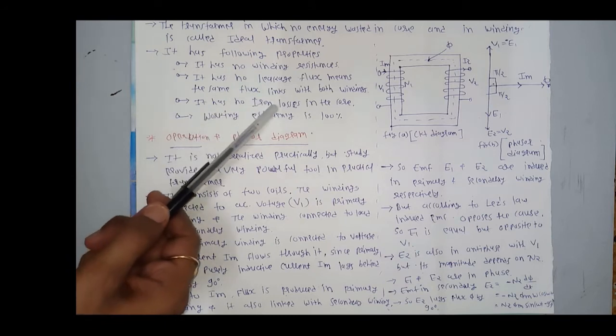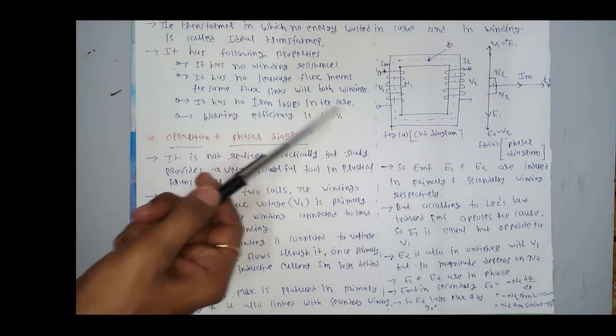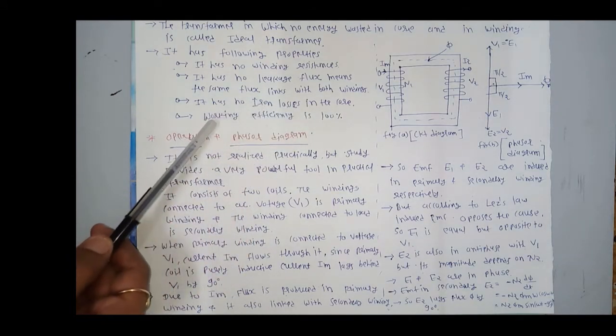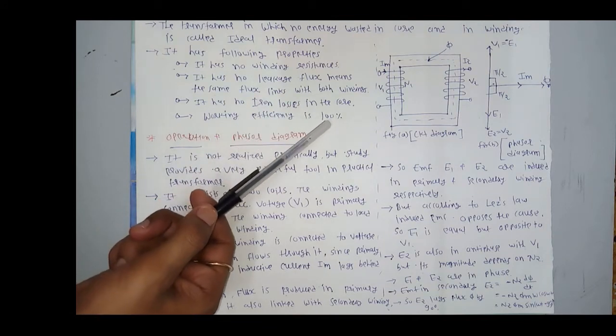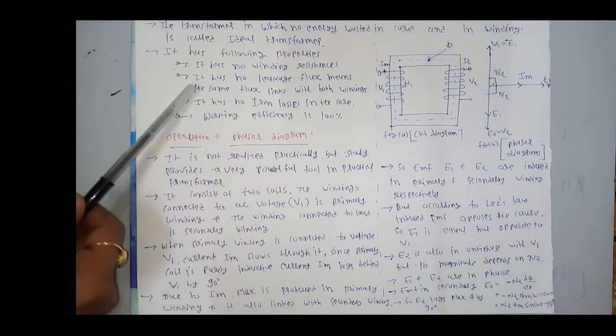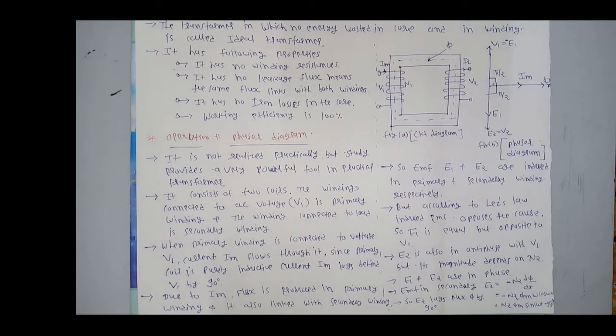It has no iron losses in the core. Working efficiency is 100%. So these four are properties of an ideal transformer.